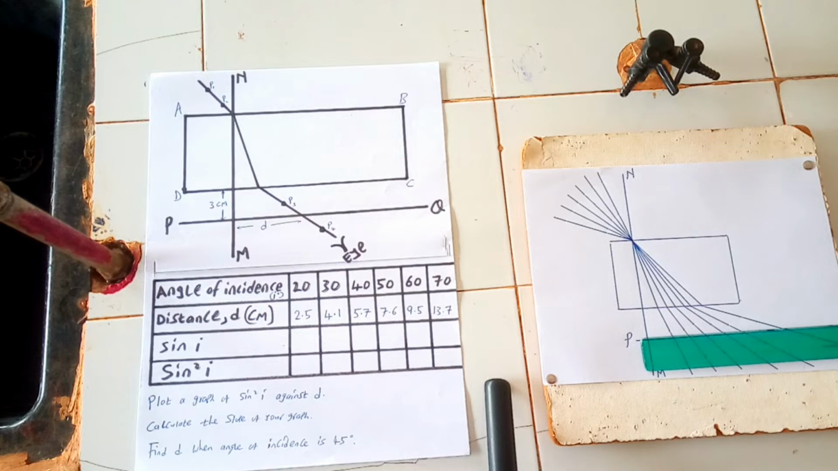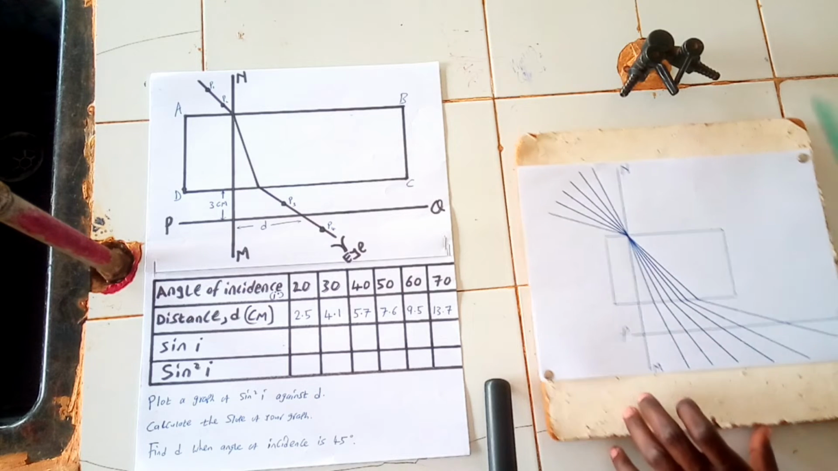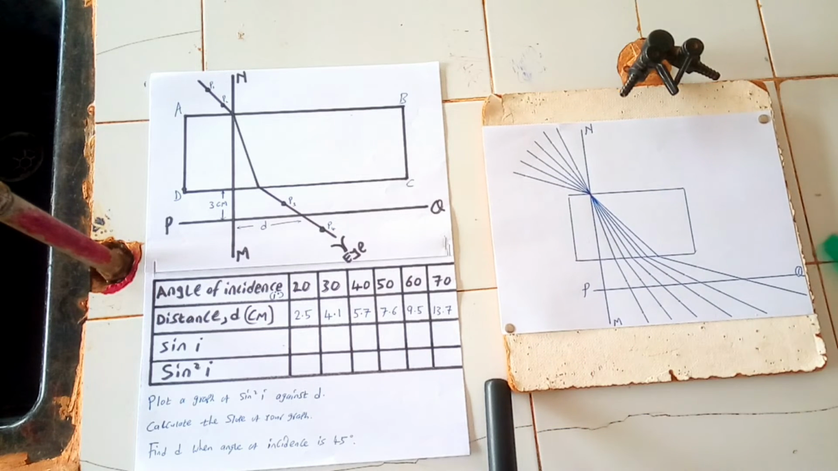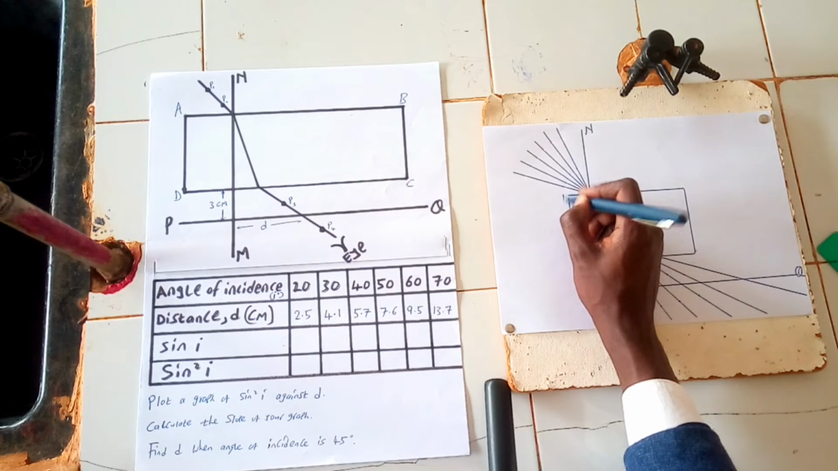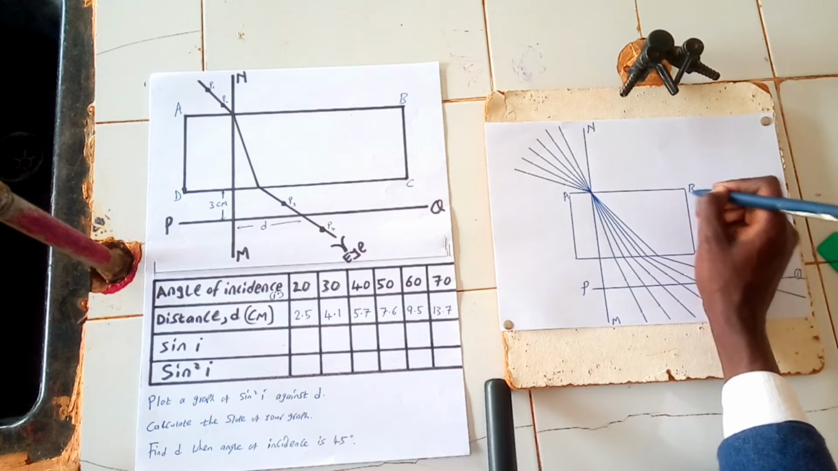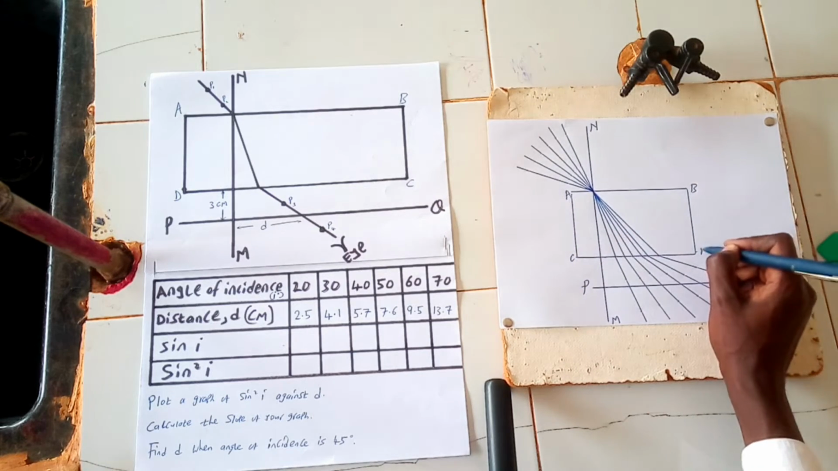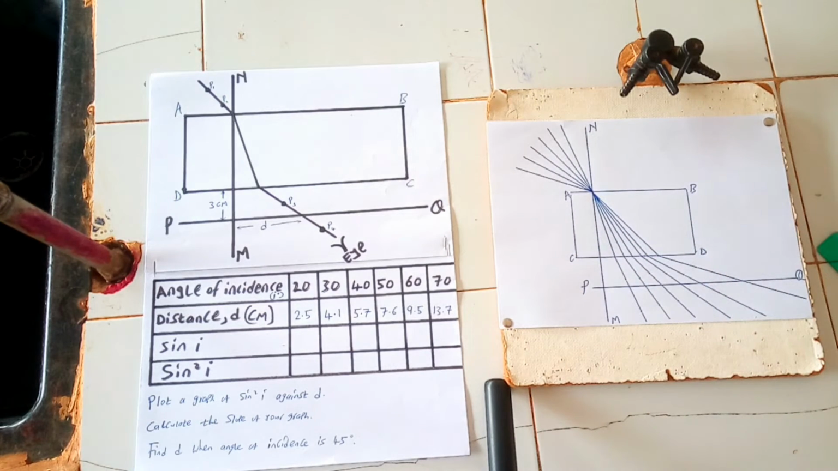Those are the values we have. Once we measure all of them, those are now the values we have. This is A, B, C, and D. And that is now the full setup. So we can now fill the table for the sine of angles of incidence.